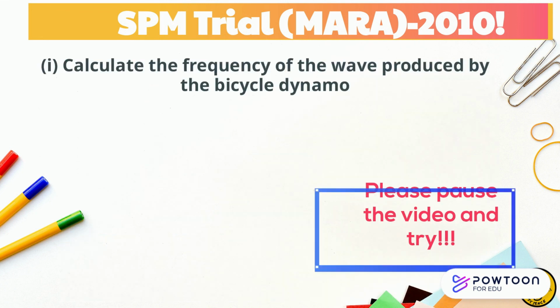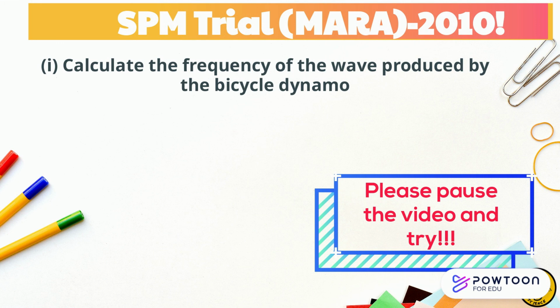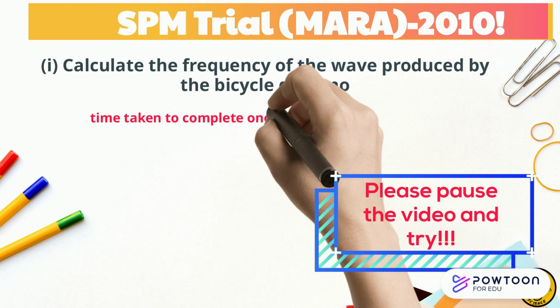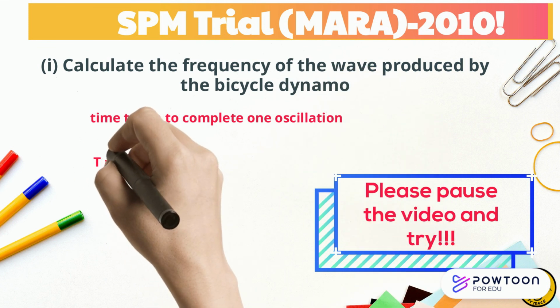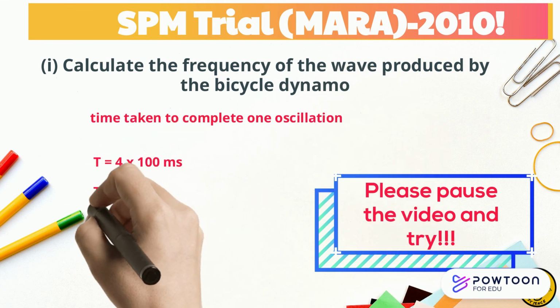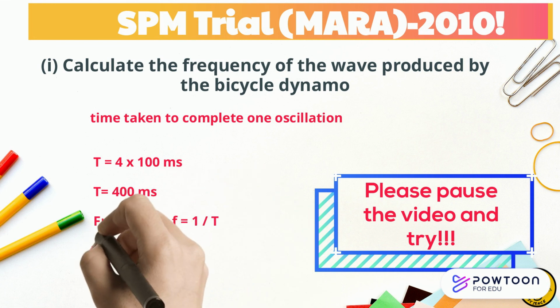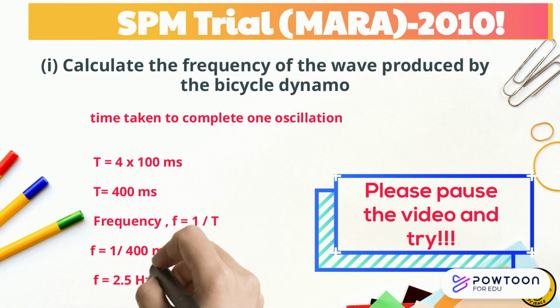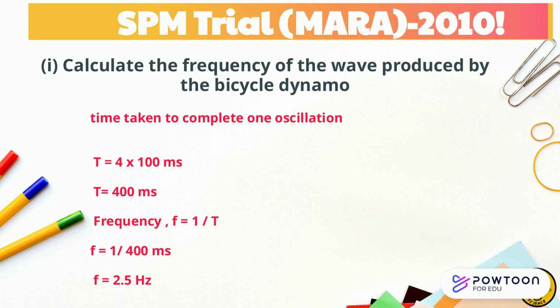Calculate the frequency of the wave produced by the bicycle dynamo. The solution is: time taken to complete one oscillation, T, equals 4 times 100 milliseconds. T is equal to 400 milliseconds. Frequency, f, equals 1 over T. f is equal to 1 over 400 milliseconds. f is equal to 2.5 Hertz.